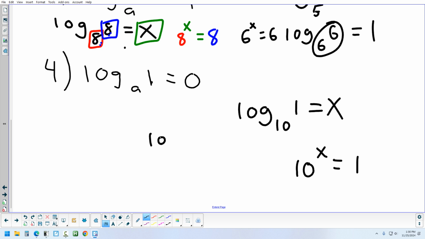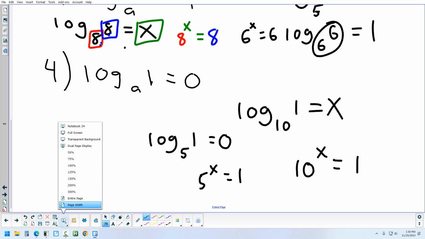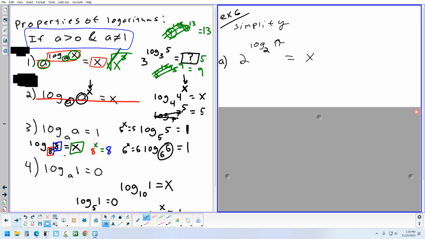How about log base 5 of 1? That's saying 5 to what power would give you 1? You'd have to raise it to the 0 power. Any question on that fourth property? Let's try a few more of those.